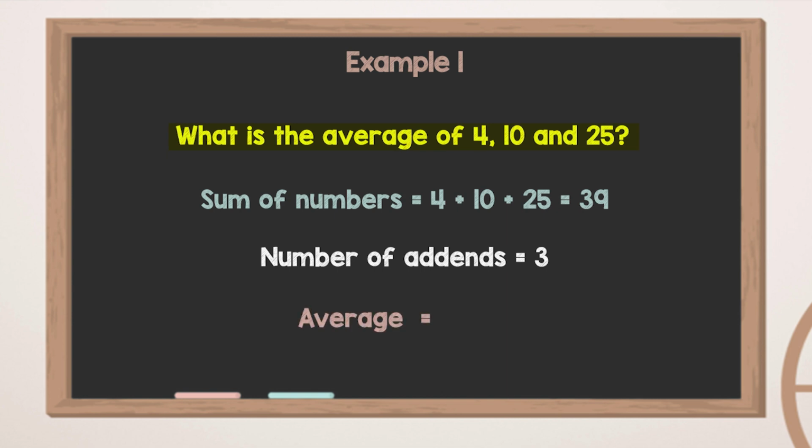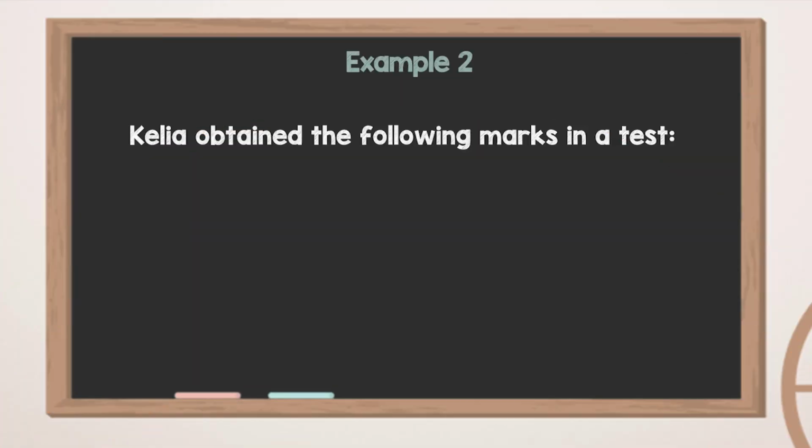Average equals sum of addends, 39, divided by number of addends, 3. 3 into 39, 13, because 13 threes are 39. Notice you had to know your tables. So let's move on to another example. This time, a worded problem.